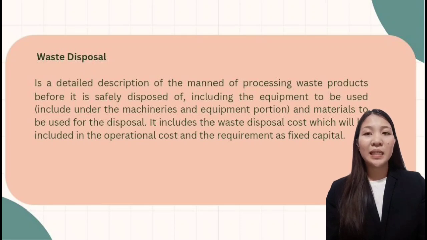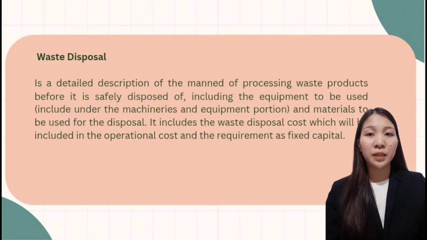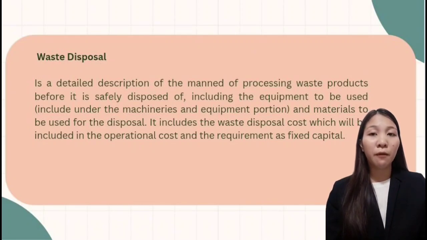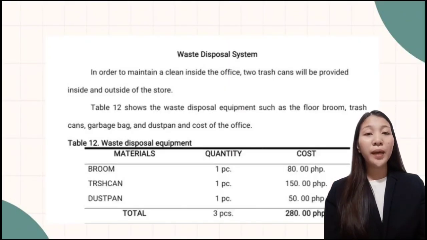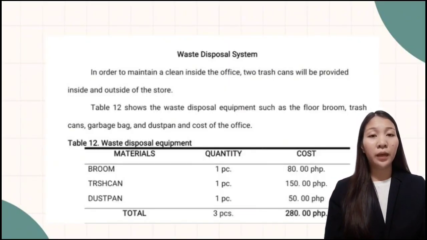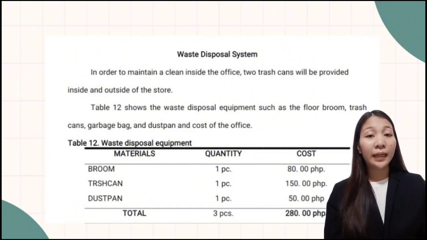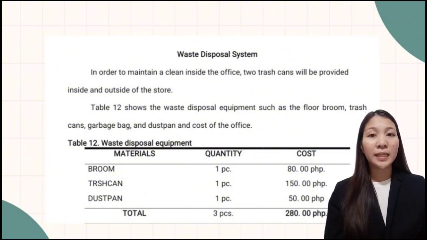Next is waste disposal. When we say waste disposal, it is a detailed description of the amount of processed waste products before it is safely disposed of, including the equipment to be used and also the materials to be used for the disposal. It also includes the waste disposal cost, which will be included in the operational cost and also in the requirement as fixed capital. So, in waste disposal system, for example here, in order to maintain a clean office, 2 trash cans will be provided inside and outside of the store.